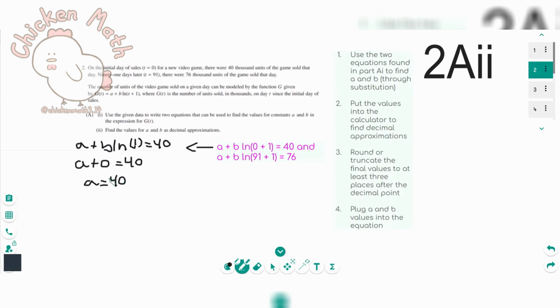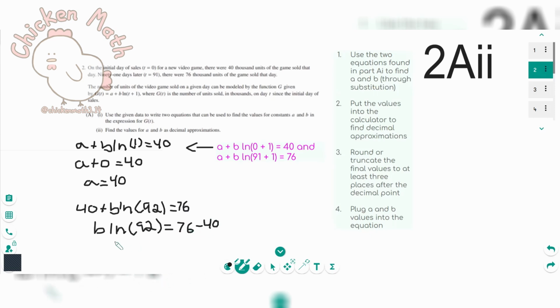All right, we're going to plug 40 into our other equation to find b. So 40 plus b, we can go ahead and simplify this. 91 plus 1 is 92. ln 92 equals 76. All right, and we want our b alone. So we can subtract 40. So we have b ln 92 equals 76 minus 40. And then divide by ln 92. So then we have b alone.